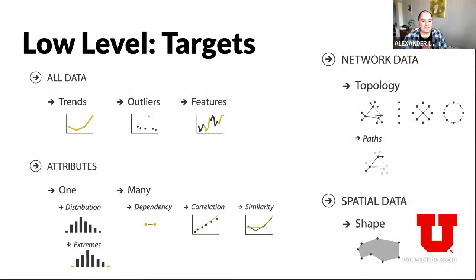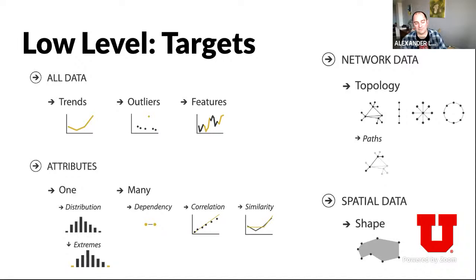On the lower level, you might want to look at targets. So if you look at all data, you might want to identify trends or outliers or specific features. And features is very generic here, right? That can be whatever, like a specific shape in a line chart or a cluster or anything like that. And for network data, you have targets such as identifying topology or identifying paths. So topological structures or specific paths.